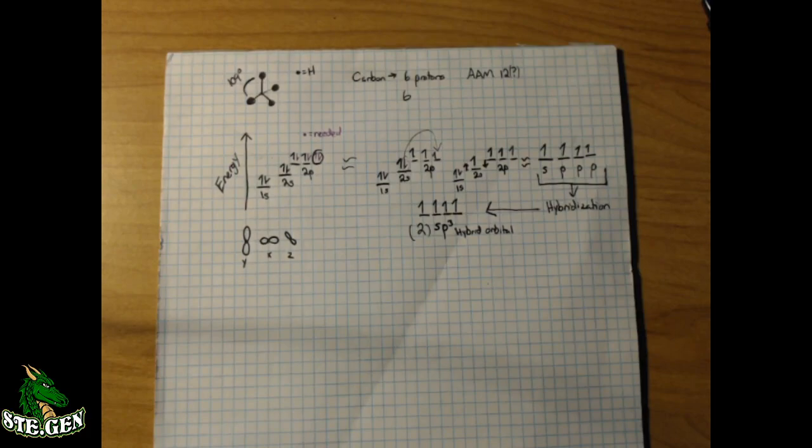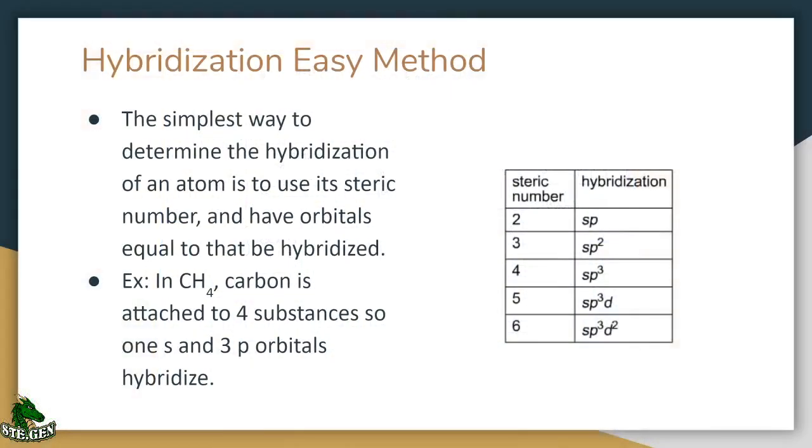And we're going to go back and look at how we can use this hybridization. So pulling this back up, the simplest way to determine the hybridization of an atom is actually just to use steric numbers. And if you know the steric number, you can figure out the orbitals that have been hybridized. So in CH4, carbon is attached to 4 substances, so it is a sp3 hybridized orbital.